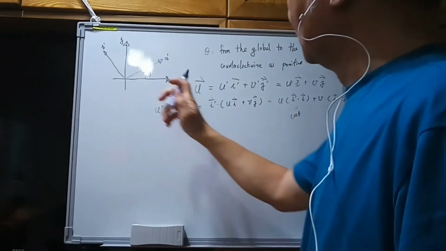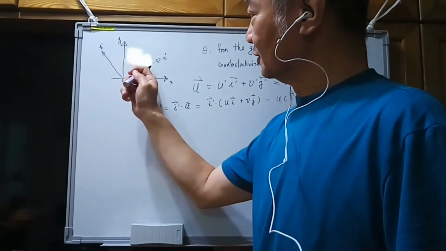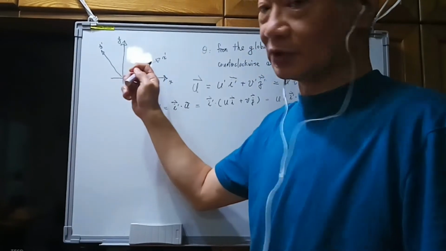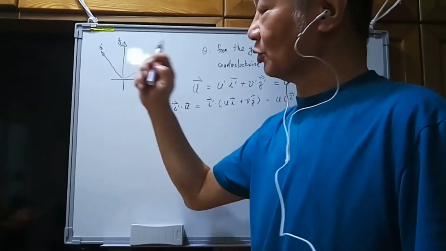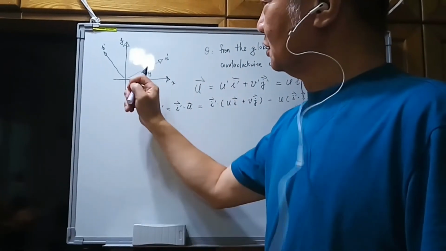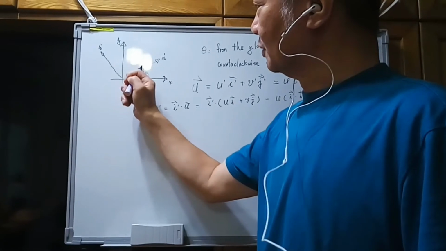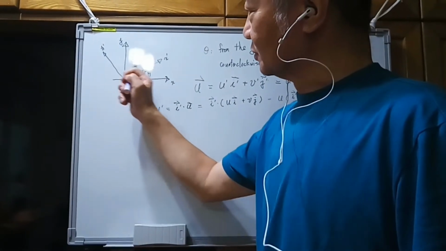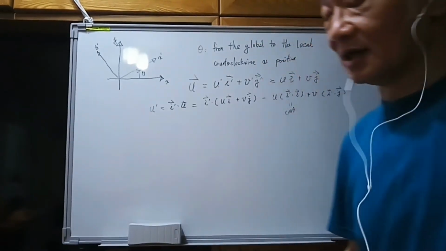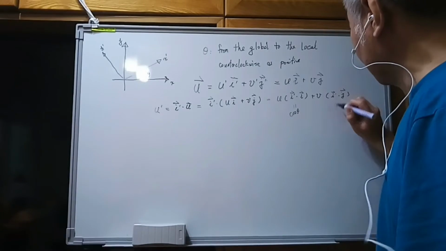And the i prime unit vector along the x prime, make a projection to the global y direction. If this is the theta, it will also be the angle of this. So it will be the sine theta.